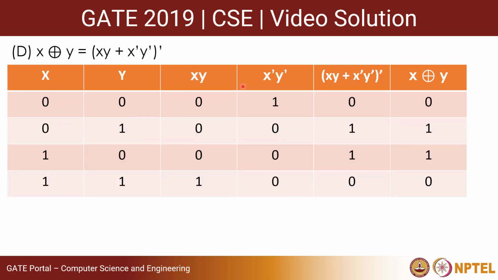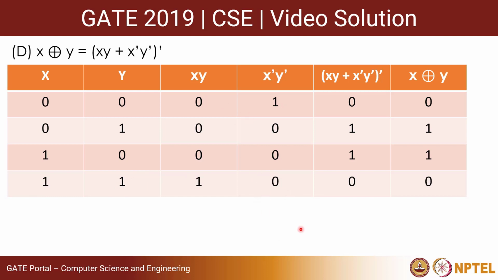Option D says X XOR Y, which is this table 0 1 1 0, is equal to XY ORed with X bar Y bar, whole bar. So X bar Y bar is, if X is 0, X bar is 1, Y is 0, Y bar is 1, and 1 and 1 is 1. X bar is 1, Y bar is 0, so 1 and 0 is 0. X bar is 0, Y bar is 1, so 0 and 1 is 0. And X bar is 0, Y bar is 0, 0 and 0 is 0.